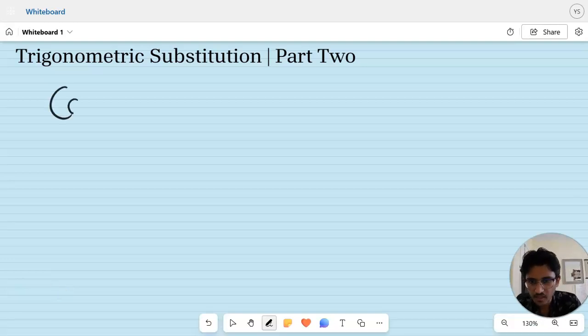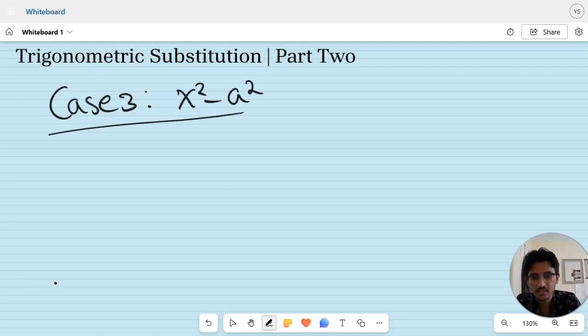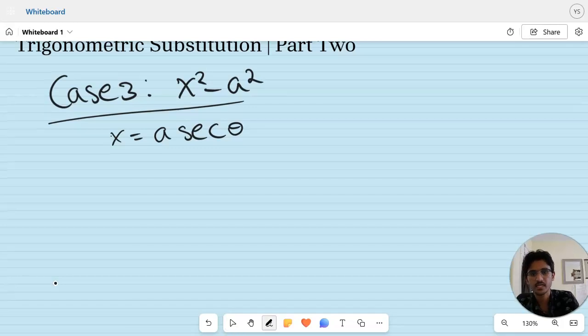Okay, so let's have a look at case 3: x squared minus a squared. What is our x going to be in this case? X is going to be a secant theta. So if you see an x squared minus a squared, remember it's not a squared minus x squared. A squared minus x squared, what was it? That was sine, just to make a side note.